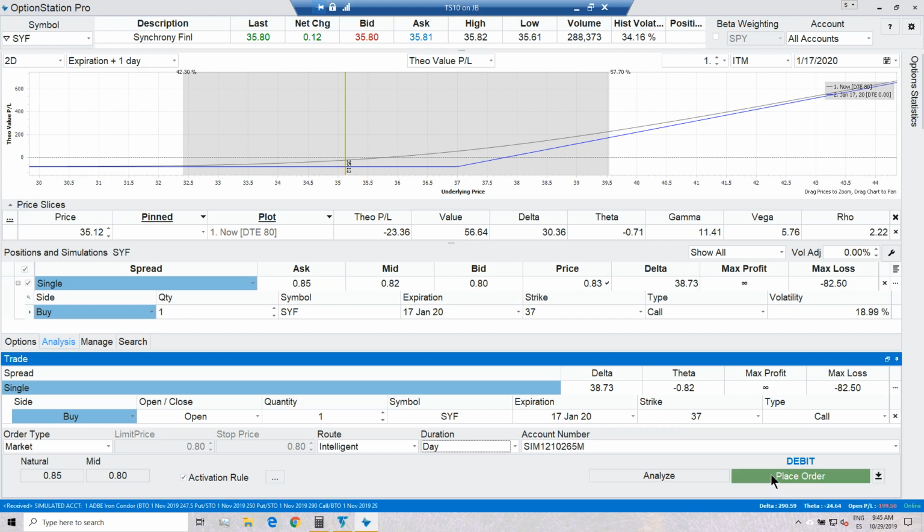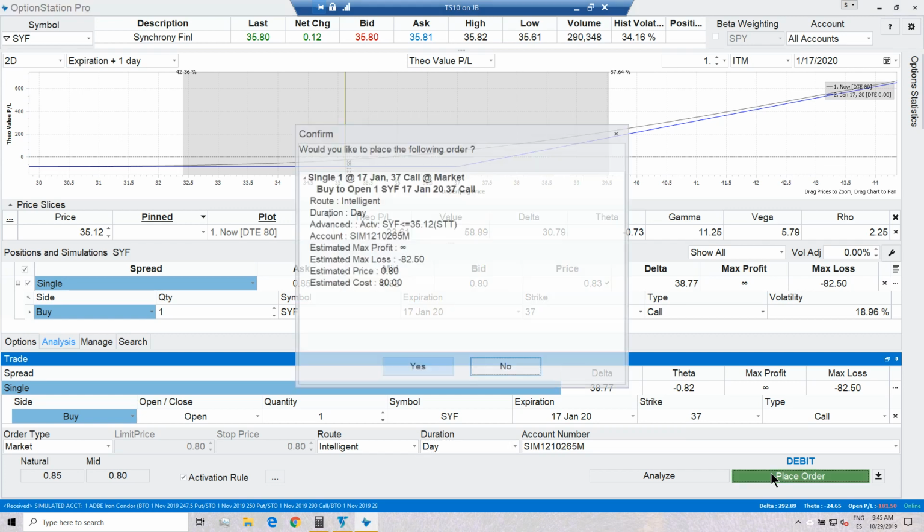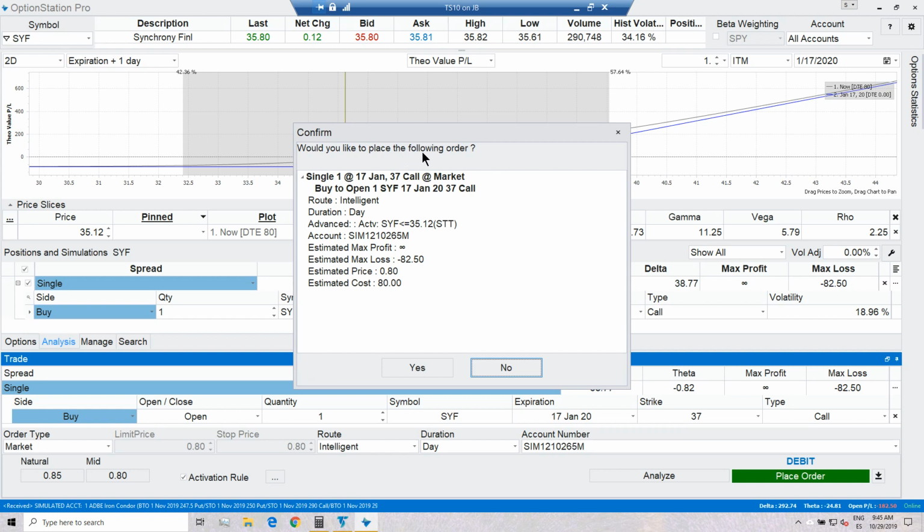Please, if I went too fast or you need something to be re-explained, go ahead and speak up. Type it on the chat box, because as you can see, I am about to click yes. That will confirm the placement of this order, and therefore I will then go ahead and go for the next trade.